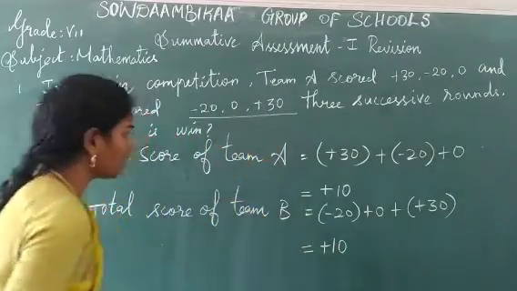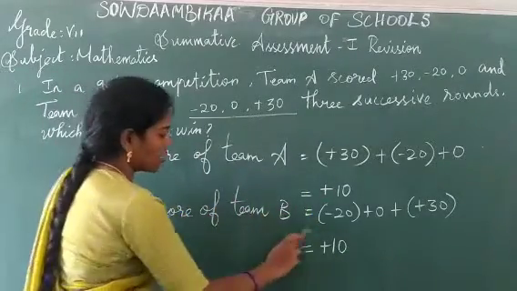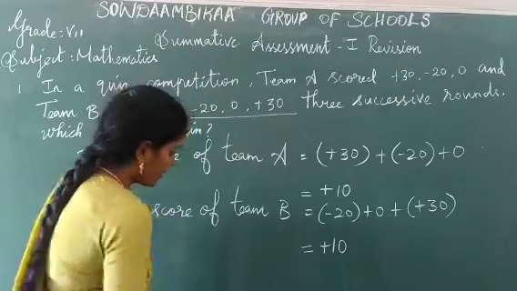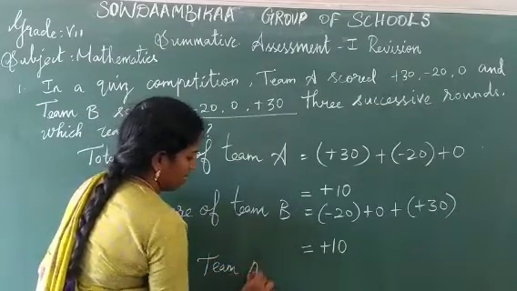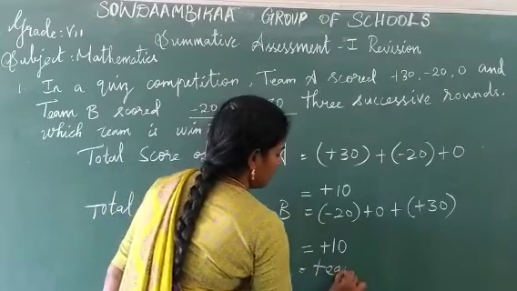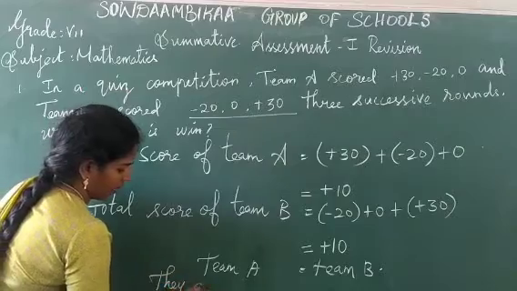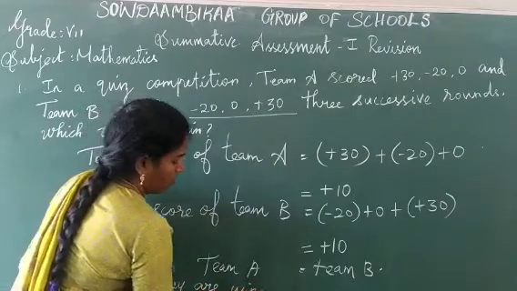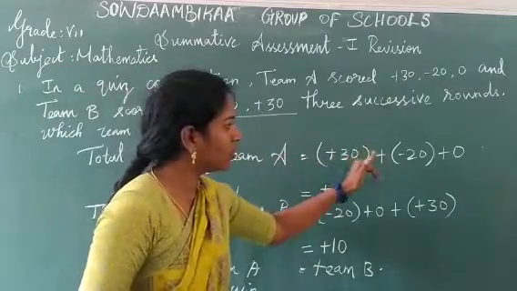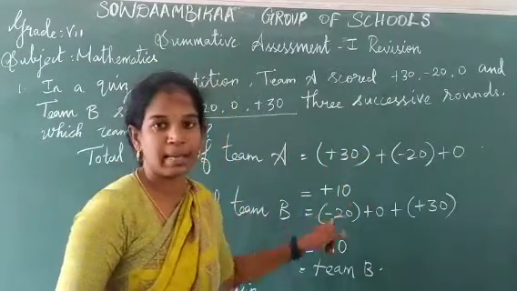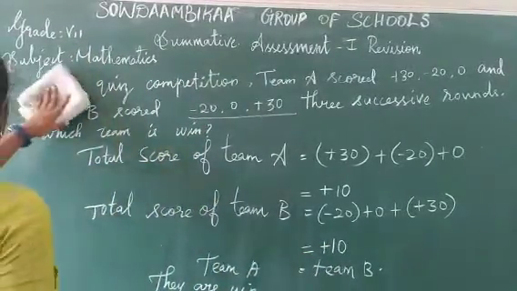Here check: team A scored plus 10, and team B also scored plus 10. So team A is equal to team B. They both win. One point we have to know: if we change the place, then the remaining sum is the same. Okay dear? That's all. Next sum.